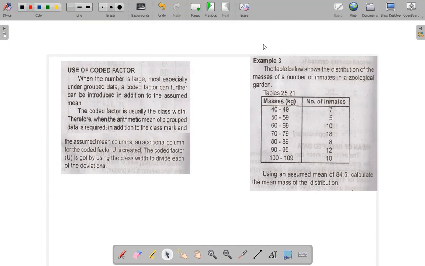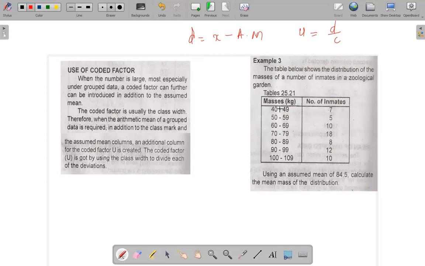Recall from our previous example where we learned how to find deviation when the assumed mean is given. The deviation is usually each of the items within the data minus the assumed mean. So if I'm making use of a coded factor, the coded factor, which is usually denoted U, is this deviation D divided by the class width. And what is a class width? When data is grouped like this, the number of items within a particular group is called the class width.